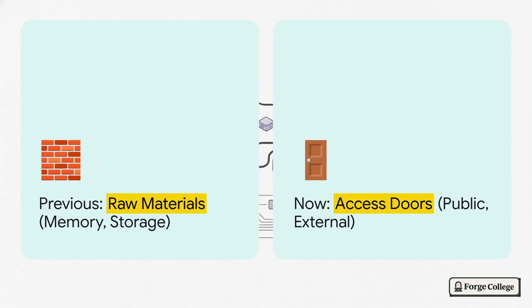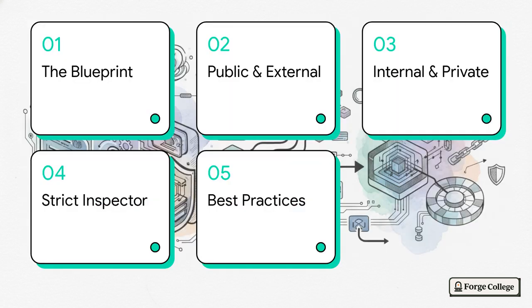Today, we're taking those raw materials and we're welding them directly to our structural access doors, our visibility modifiers. We're talking public, external, internal, and private. Think of data locations as the high-voltage wiring inside your machine and visibility as the heavily locked doors and access panels built entirely around that wiring. I mean, you can't just shove any live wire behind any door without risking a massive short circuit or worse, a huge security breach.